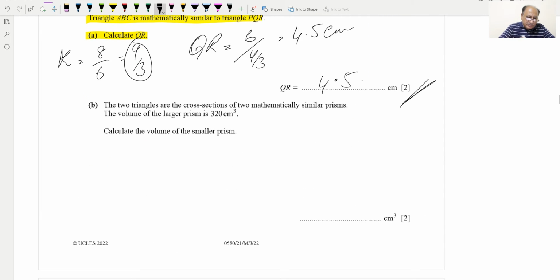Now the B part says the two triangles are the cross sections of two mathematically similar prisms. The volume of the large prism is 320 centimeter cubed. Calculate the volume of the smaller prism.